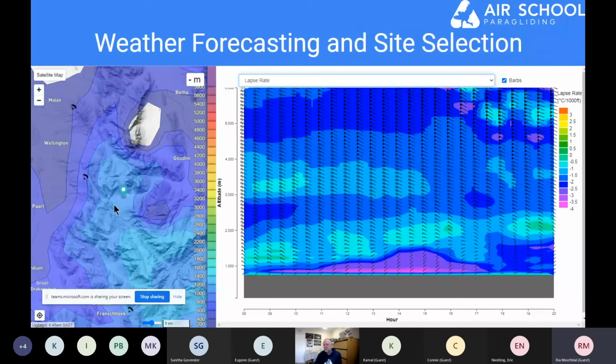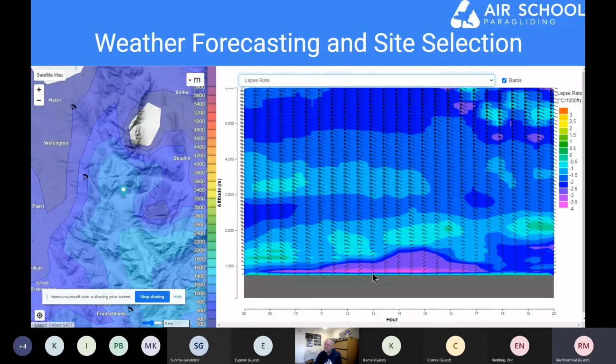And on the y-axis of this chart, we've got altitude above sea level in meters. So it's 1,000, 2,000, 3,000 meters going up. And on the x-axis, we've got a time scale, which is the time of day. Then quite prominent are these barbs or feathers. That's telling me the wind speed and wind direction at various altitudes.